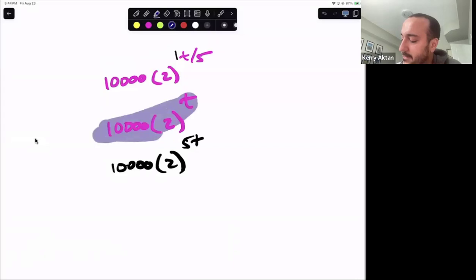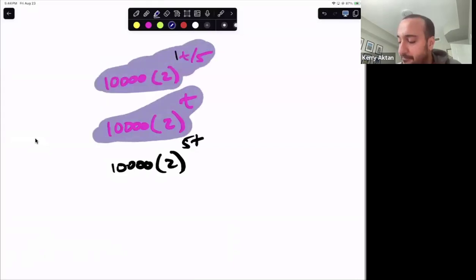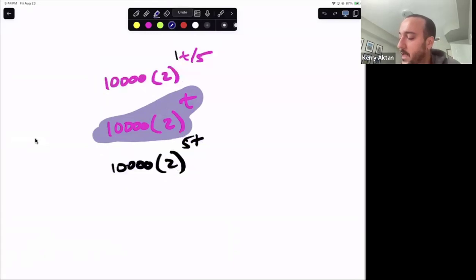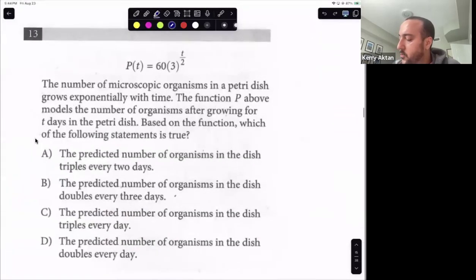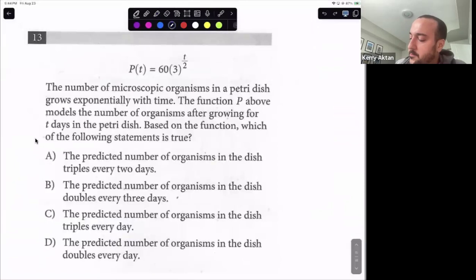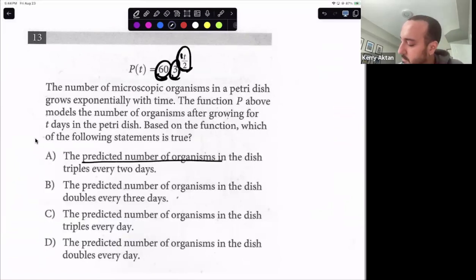Again, this is $10,000 doubling every year. This is $10,000 doubling once every 5 years. And this is $10,000 doubling 5 times per year. You have to be aware of every single one. And how do we apply that? Check this out. Just an easy question for you right now. This person started with $60. It's tripling once every 2 days. The predicted number of organisms triples every 2 days.